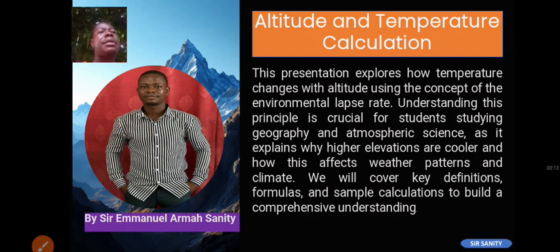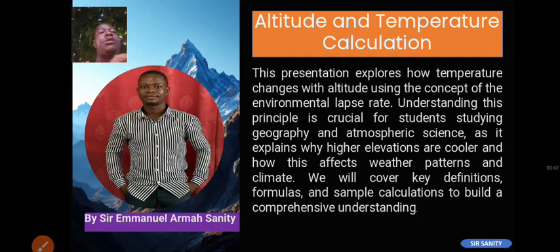Today we are looking at altitude and temperature calculation. Sometimes, as geography students, we are charged or asked to calculate temperature in our exams. Now, this presentation explores how temperature changes with altitude using the concept of what we know as environmental lapse rate. Understanding this principle is crucial for students studying geography and atmospheric science.